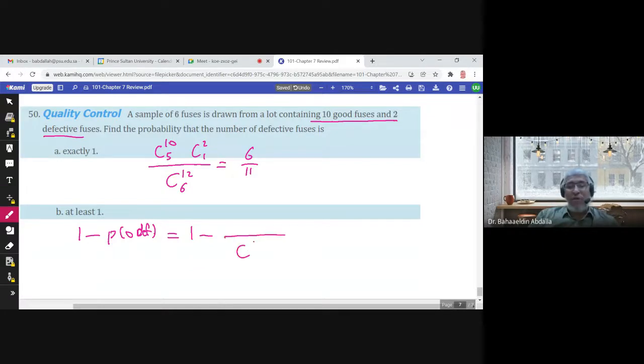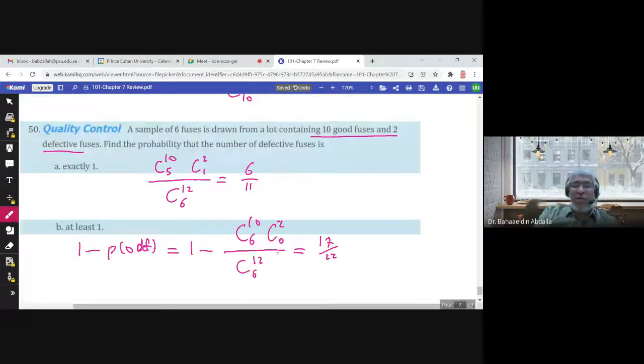I'm choosing 6 out of 12. 0 defectives mean I'm choosing all the 6 from here, and here I'm choosing 0. Okay. If you find the answer using the calculator, the answer is 17/22.